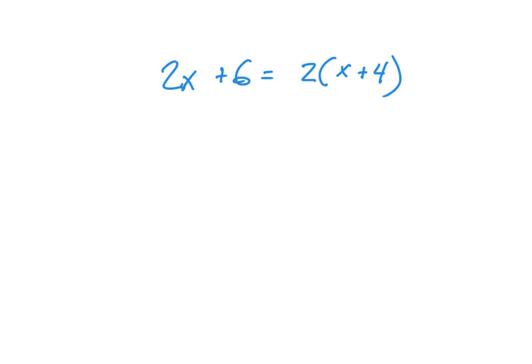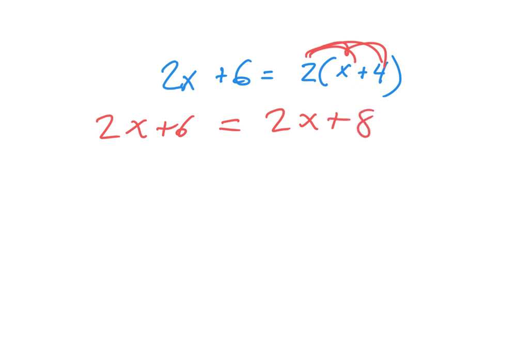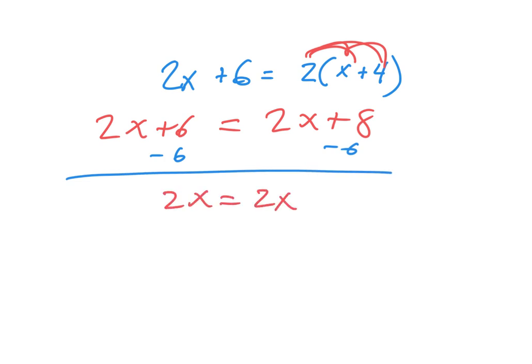Let's work on this next one. So we have 2x plus 6. Habit, I see these, I'm thinking distributive property. 2x plus 8. I'm going to subtract 6 from both sides. I have 2x equals 2x plus 2. I'm going to subtract 2x from both sides. I am left with 0 equals 2.